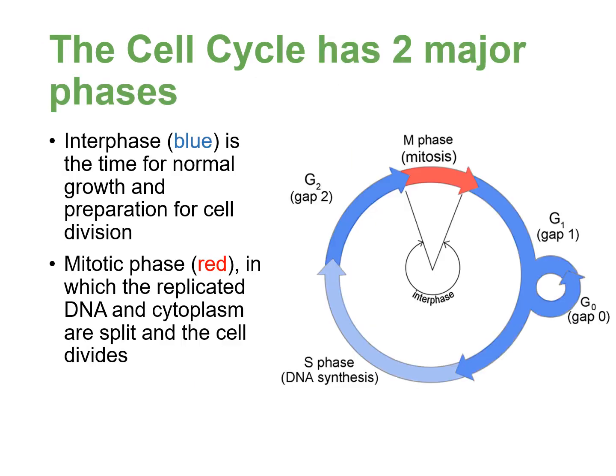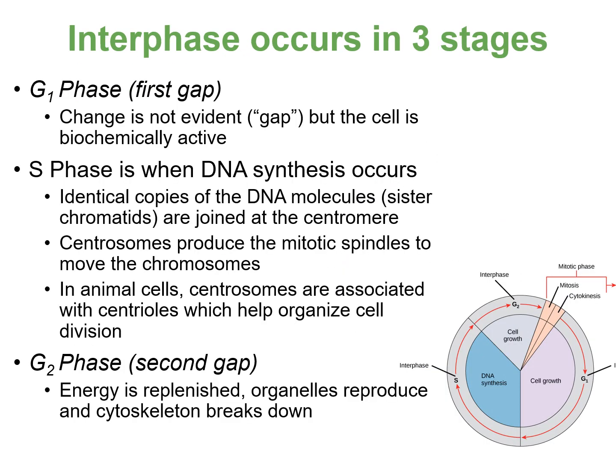Again, the cell cycle has 2 major phases. First is interphase, which you'll see here in blue, and that's the time for normal growth and preparation for cell division. Then there's the mitotic phase, which is smaller; we often refer to it as M phase. That's in red. That is where the replicated DNA and the cytoplasm are split, and the cell actually divides to make 2 new daughter cells. They're called daughter cells, though that does not indicate whether it's male or female; they're just identical cells. Again, interphase is the longer part of it, and it's happening in 3 stages.